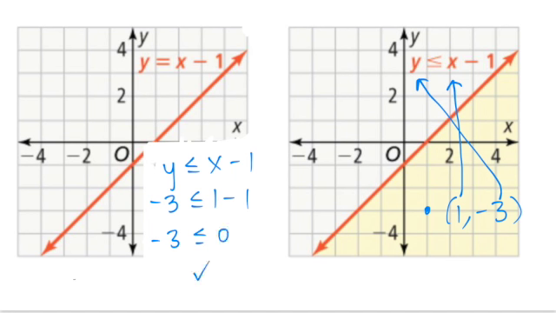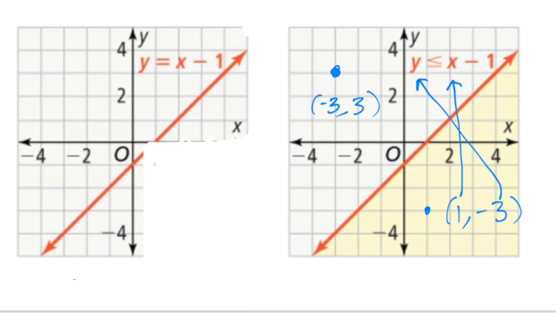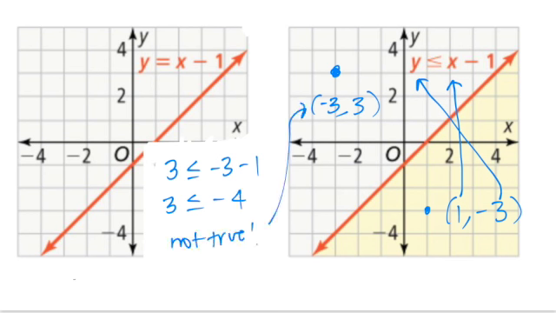You could test some other point that is not part of the shaded region, and it should not make the inequality true. So if I test the point (-3, 3), this is not part of our shaded region, so it should not make the inequality true. If I'm plugging in 3 for y, and I'm comparing that to -3 minus 1, -3 minus 1 is going to be -4, which is not true. Therefore, that point here is not a solution, which is correct because the solutions we have are all within this shaded region.